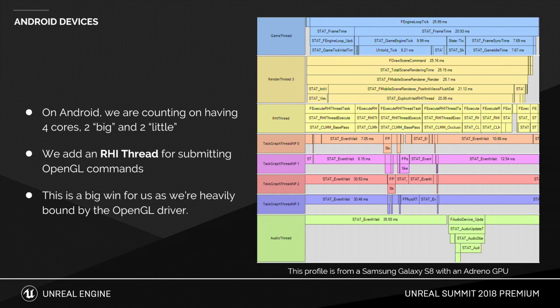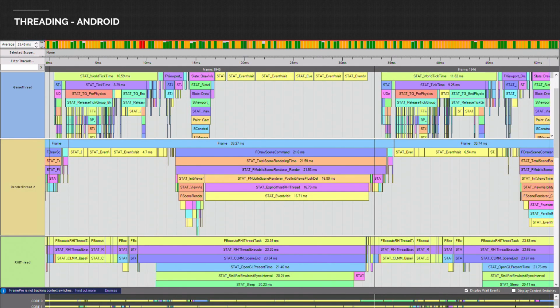And this has been a big win for us because with OpenGL, most of the time for rendering the scene when we're CPU bound is spent executing code inside the OpenGL driver. And this is a full capture from Android where you can see all of the threads working together.